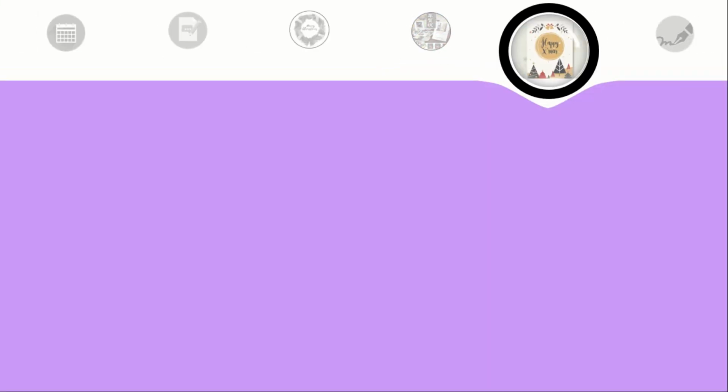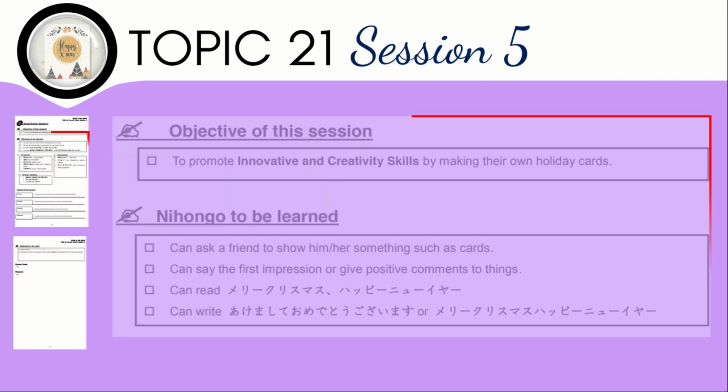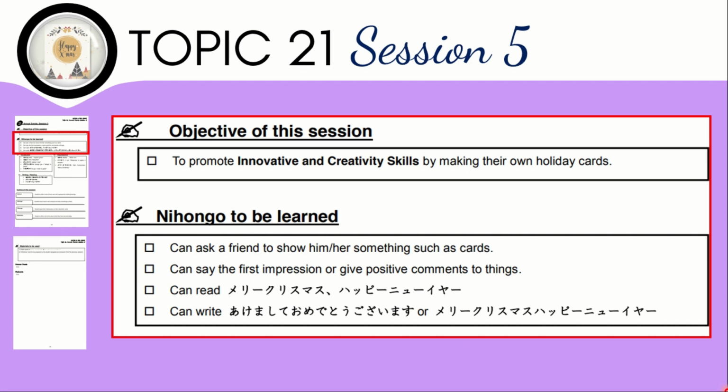Let's see session 5. Topic 21, session 5 desu. This is the overview. We are going to promote innovative and creativity skills. And here are the Nihongo to be learned for this session.